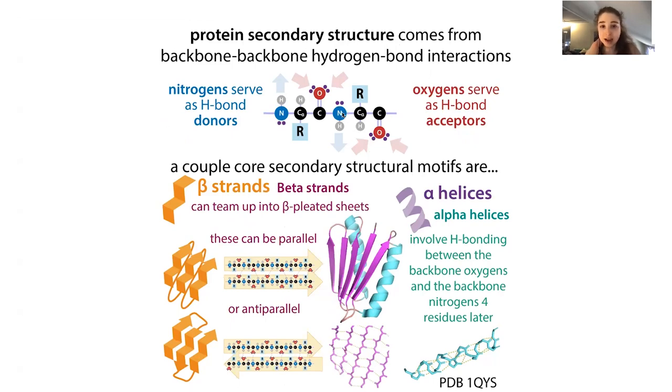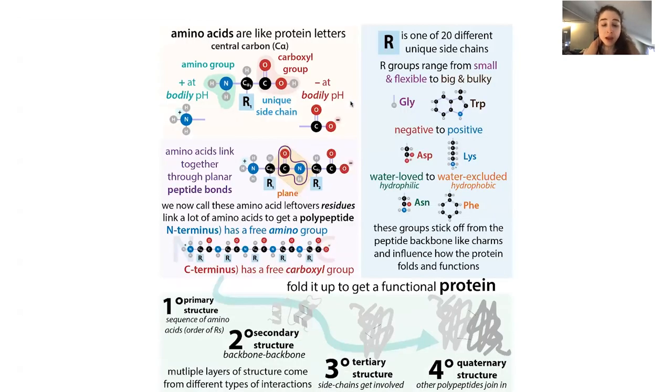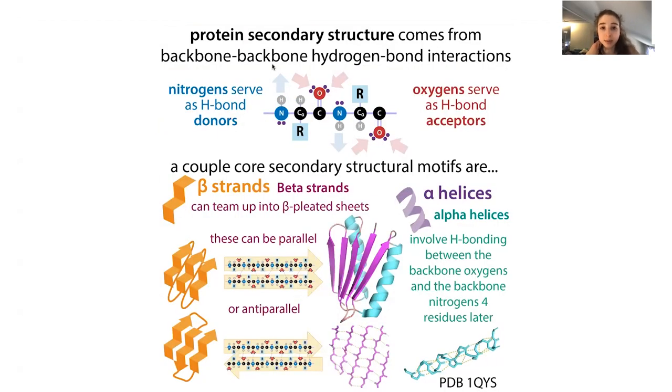These amino acids have this generic backbone, and unique side groups, or R groups, that stick off. That's where they have all these different properties. But the backbone itself, that generic part, can also make important interactions, like hydrogen bonding, which is a partial charge attraction. And because you have this backbone with regularly spaced acceptors and donors for hydrogen bonding, you can get these characteristic structures, these secondary structures.